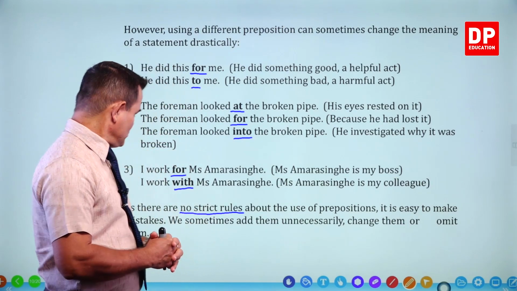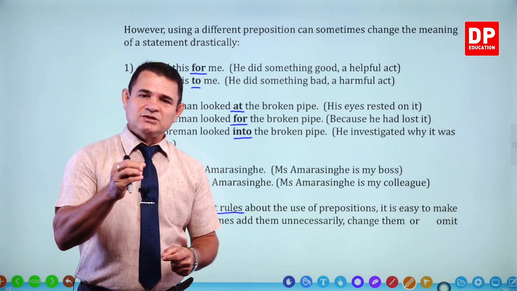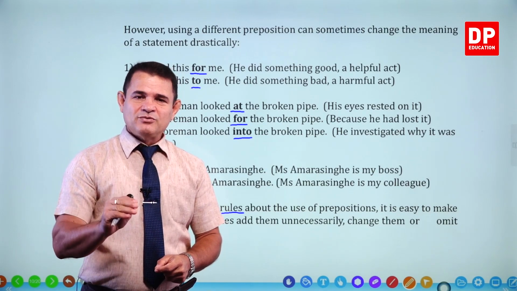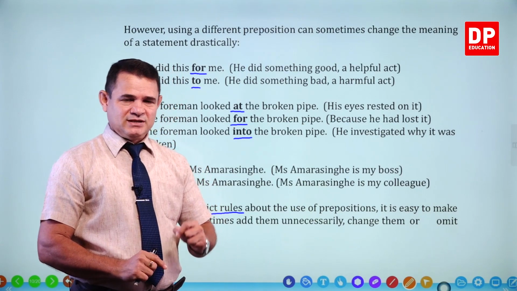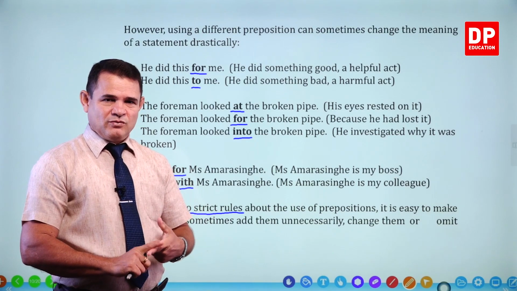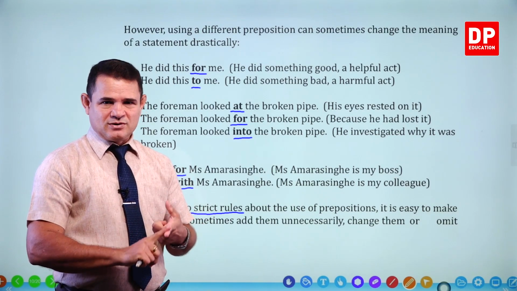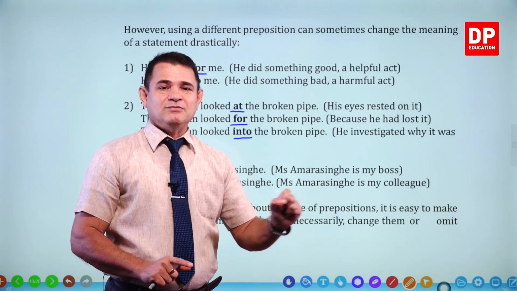Change them or omit them. සමහරට ඒවා වෙනස් කරන්න පුළුවන්. සමහරට prepositions නැතුව කියන්නත් පුළුවන්. ඒ මොකක් වුණත් හැබැයි වරදින්න පුළුවන්. ඒ කියන්නේ අනවශ්‍ය විදියට preposition භාවිතයත් wrong. වැරදි විදියට භාවිතයත් wrong. අවශ්‍ය තැන preposition use කරේ නැත්නම් ඒකත් වැරද්දක්.